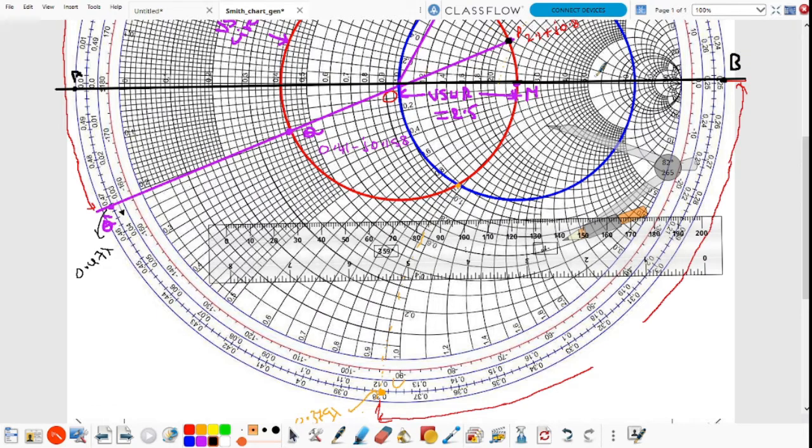Next, determine the length of the short circuited stub. It is calculated from the right side end of the Smith chart, at point B, to the point C on the outer circle rim towards the generator. This is called the length of the short circuited stub, denoted as L suffix T. Let us calculate this value.